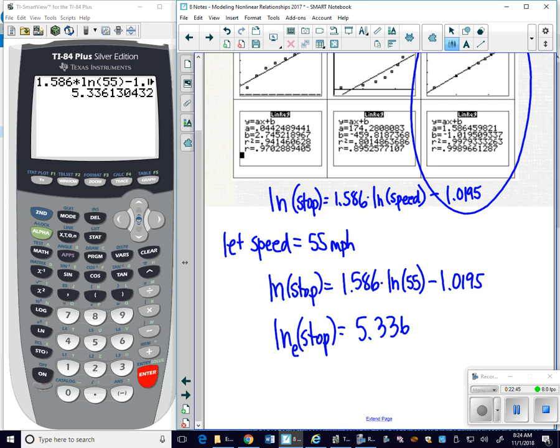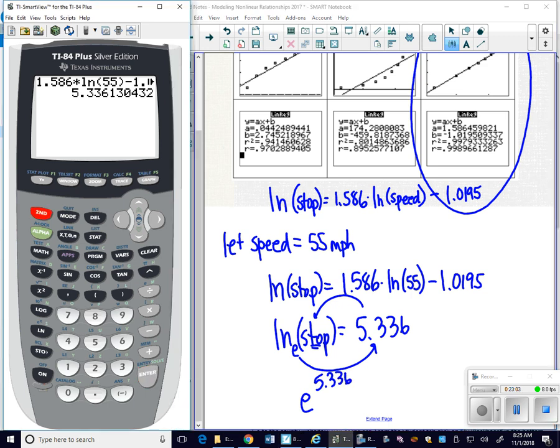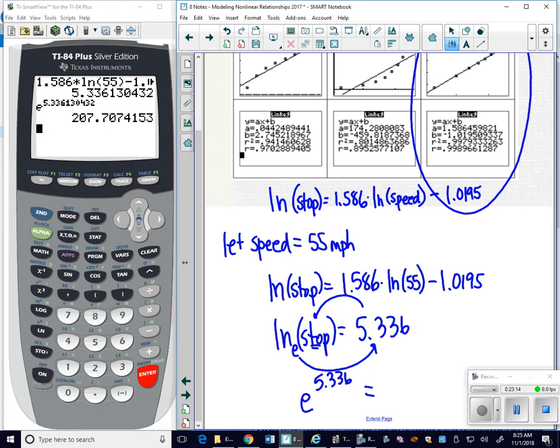But if you remember, the base of your natural log is the number e. And if I wanted to solve this equation for the stopping distance, this goes back to Algebra 2, I would take my base e and raise it to that power, and that will give me the stopping distance. So if I take e to the 5.336, my e value is under the natural log in blue, and I highlight my previous answer and press enter, I get 207.707, so approximately 207 feet.